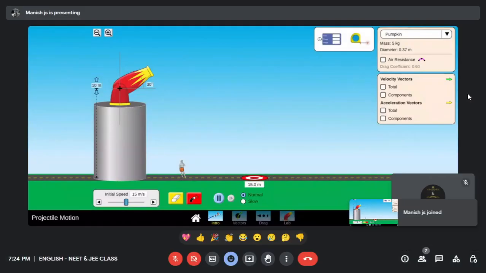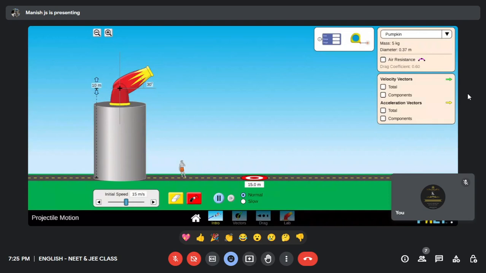Here we have the different topics. Now I have selected projectile motion. You can see that there is a cannon which is already pre-installed in the simulation. And we have various parameters based on which we can try to study what's happening.